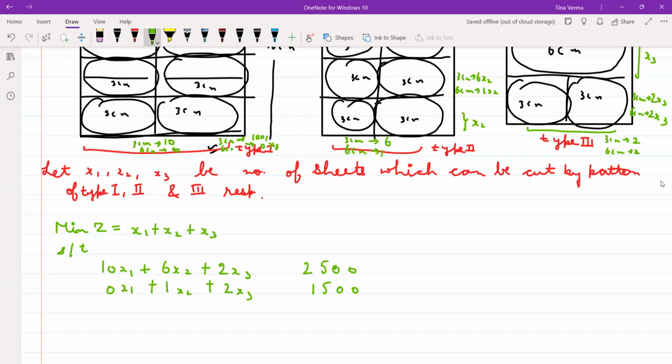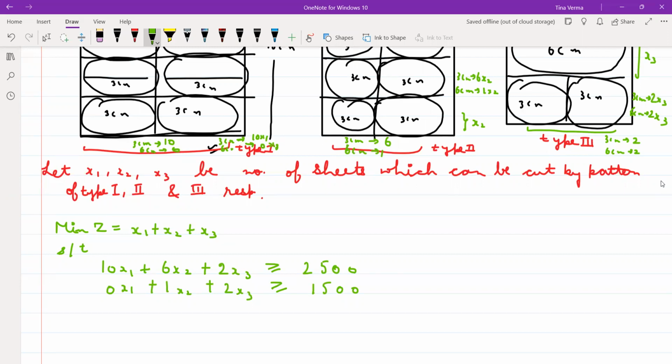It has said that the minimum requirement is 2500 and 1500. That means if you will give more also, they will also satisfy. But कम से कम इतनी requirement होनी चाहिए, so the inequality sign will be greater than equal to, right? So these are your constraints.